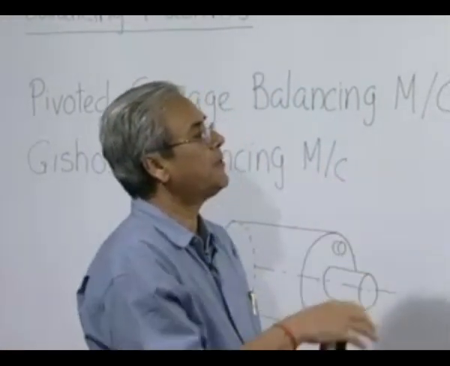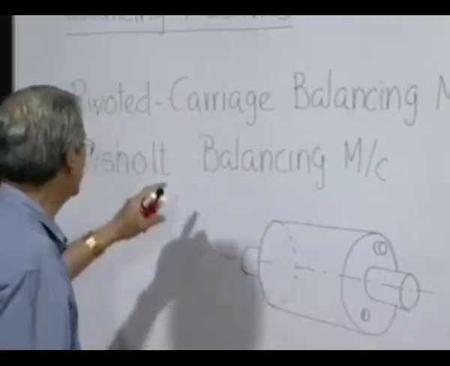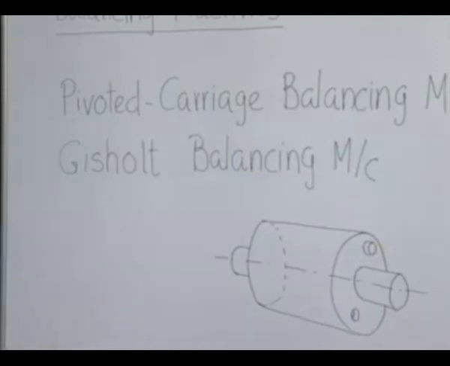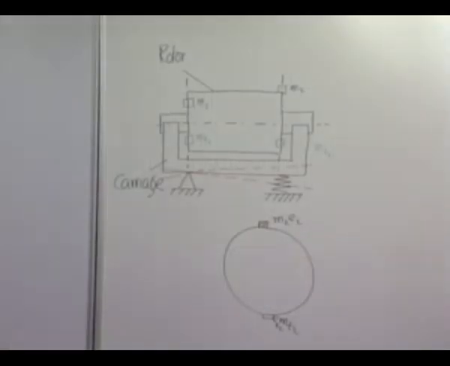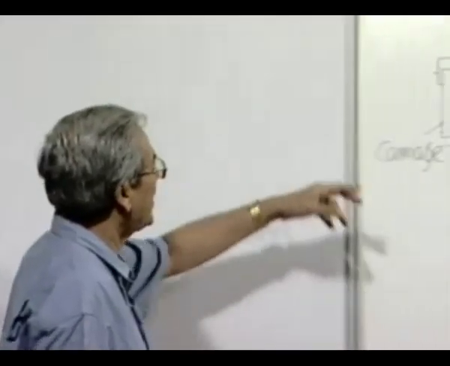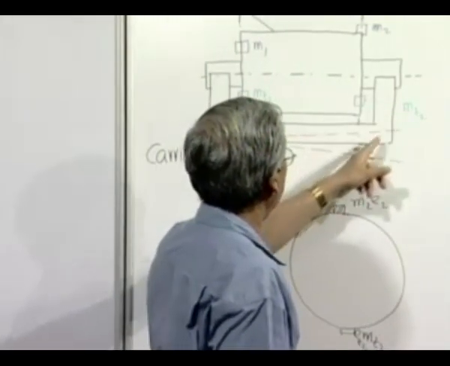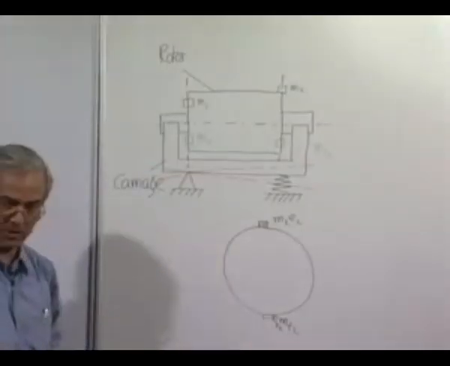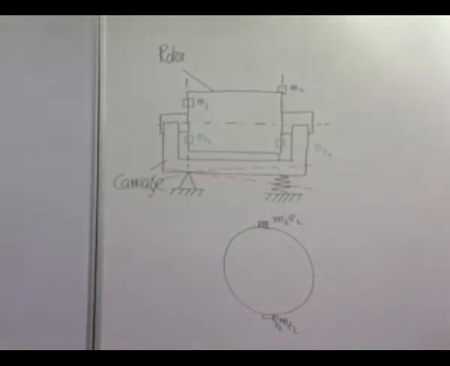Now, the same principle can be applied in the Gishol type machine, only it is more sophisticated. So, I will explain the fundamental principle. Here the disadvantage was the inertia of this carriage. That itself makes the whole operation somewhat inaccurate and less sensitive to the unbalance present in the rotor. If the unbalance present is very small, maybe it will be completely offset by the effect of the large inertia of the carriage, etc.